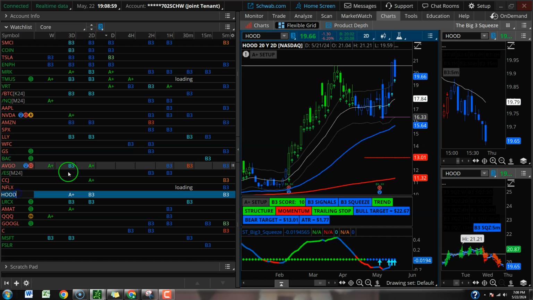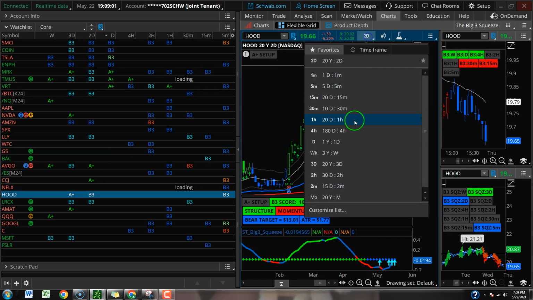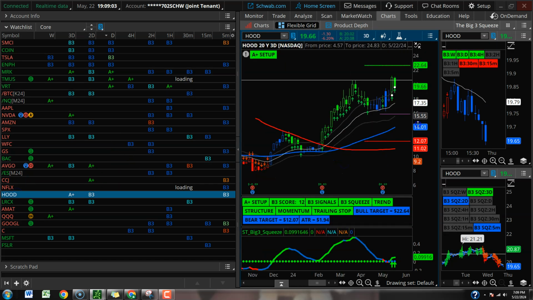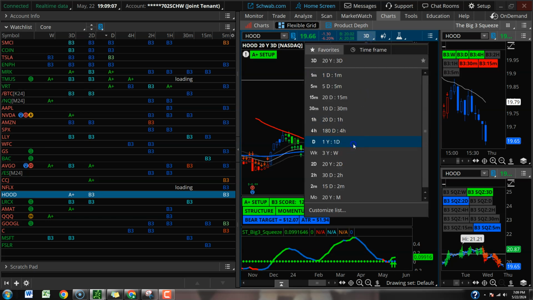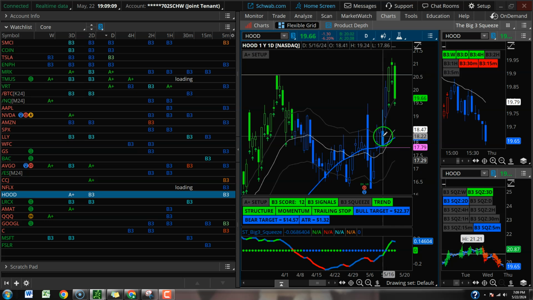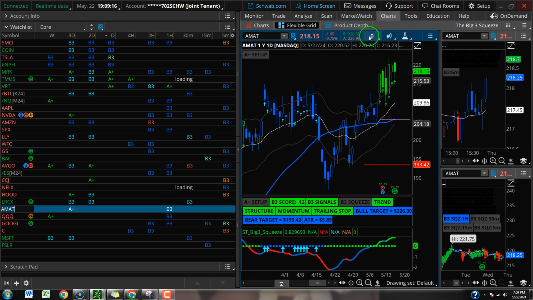We have Hood, the Hood, on the 3-day time frame. Not too shabby. And I think they had one here on the daily. Not quite A+. One more for you. AMAT on the 3-day time frame.